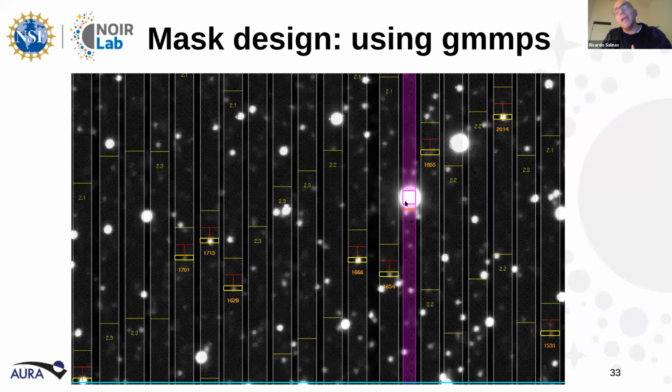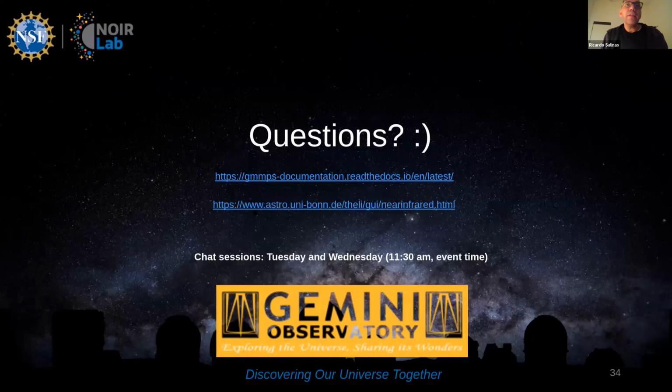My guide star and my alignment stars are very nicely inside their boxes, and my mask is ready to be cut and to go to the telescope and to be observed. That's all I had. If you want to read more, please read more.